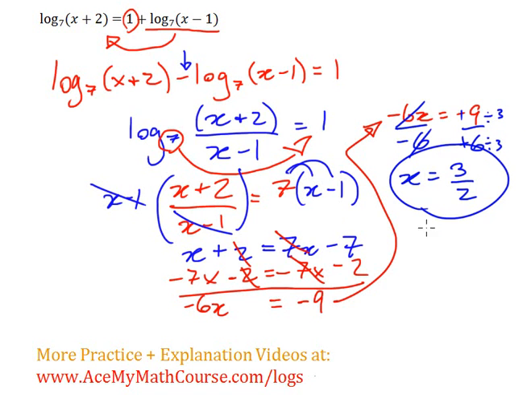Great. So does this answer work? Yes, it does. And why is that? Because if I were to plug it in for x, I will get positive numbers for both logs, because 3 over 2 is just 1.5 anyways. 1.5 minus 1 is positive half, so that works. 1.5 plus 2 is 3.5. That's also positive, so it also works. So that's it. The answer is 3 over 2.